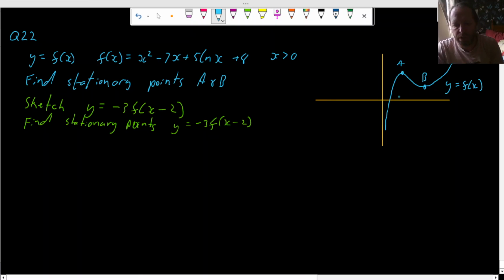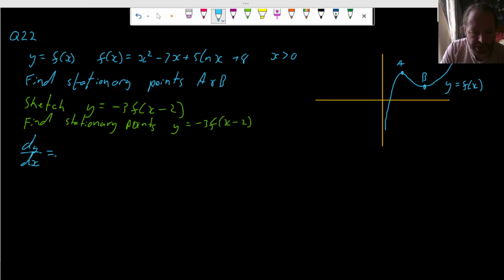Well, if we want to find those points, we are going to need to do dy by dx, and we will then set it to 0. So x squared would become 2x multiplying down, minus 7x would become minus 7, and 5 ln x would become 5 over x, and the plus 8 is nothing. So with that done, we now need to say, what's that when it's equal to 0?